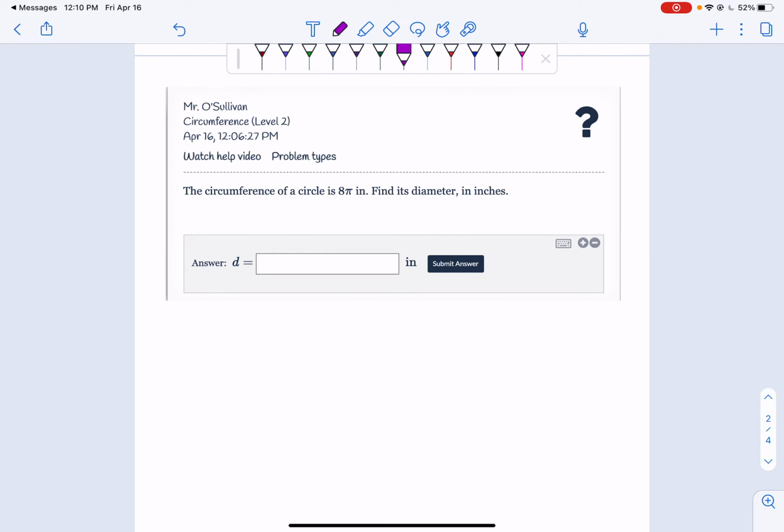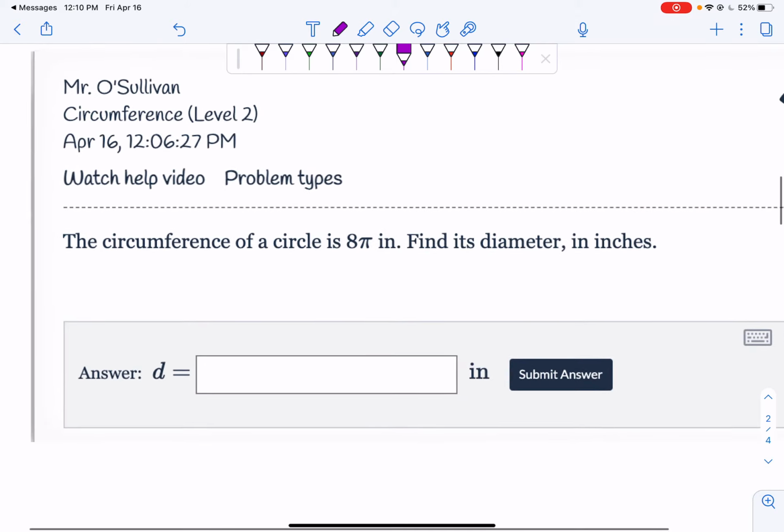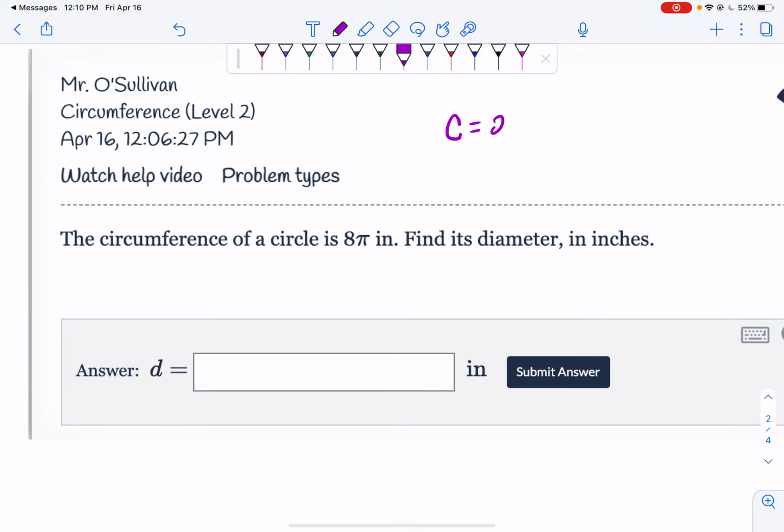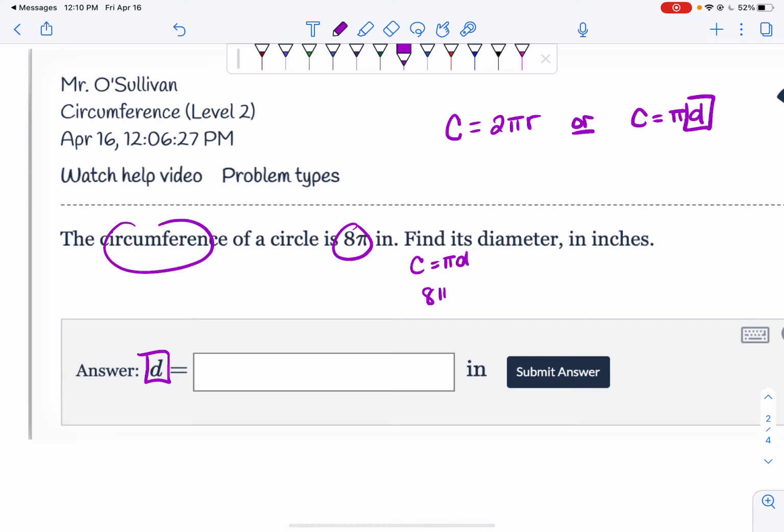The circumference of a circle is 8 pi inches. Find its diameter in inches. So I know that the circumference formula is circumference equals 2 pi r, or circumference equals pi times your diameter. Since I want to solve for my diameter, I'm going to use this equation. So circumference equals pi times my diameter. I know my circumference is 8 pi. I'm just going to cancel out my pi, so I get 8 is my diameter. So my diameter is 8 inches.